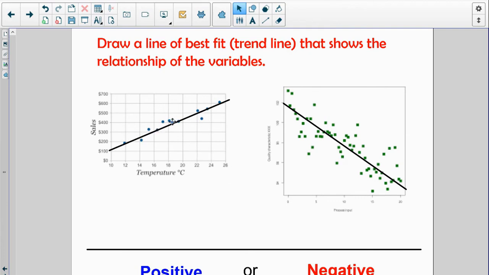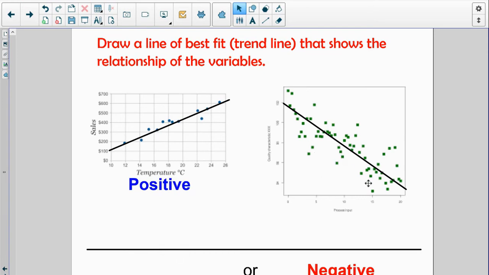So our trend lines have slopes, right? On the first example, we saw that as the temperature increased, from lower temperatures to higher temperatures, the sales also increased. The line was rising, it was going up. So this line has a positive slope, therefore it has a positive trend.